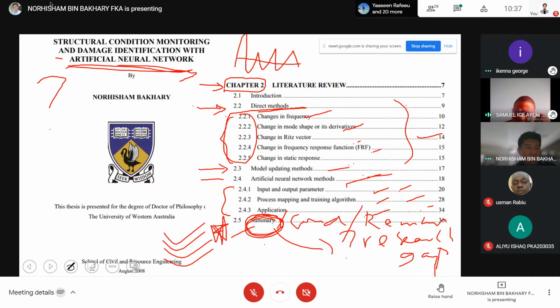Please, sir, I have a question on research gap. Can a research gap come in the form of methods or materials used in previous research work? For example, I'm working on application of natural fiber in precast concrete elements. Maybe someone has used bamboo fiber before, and I'm using KNAF. Is that a research gap?